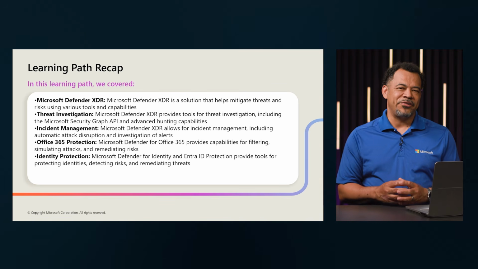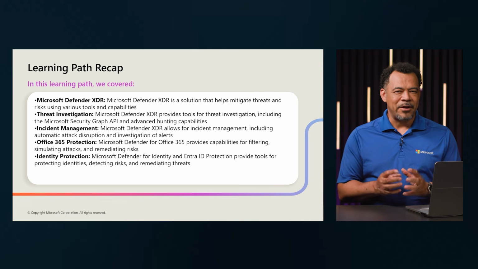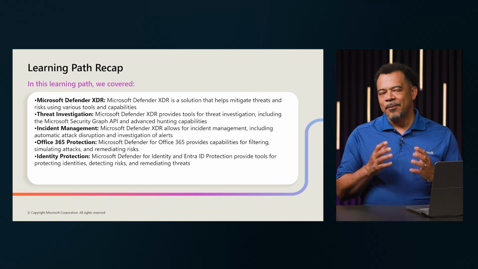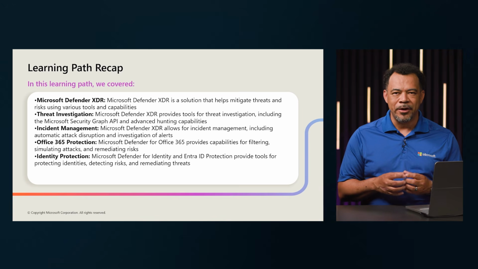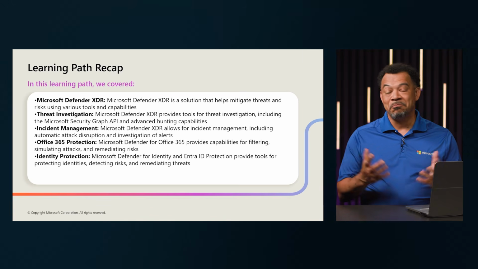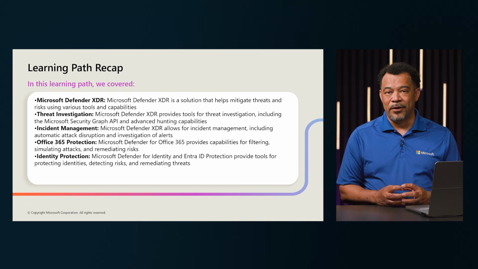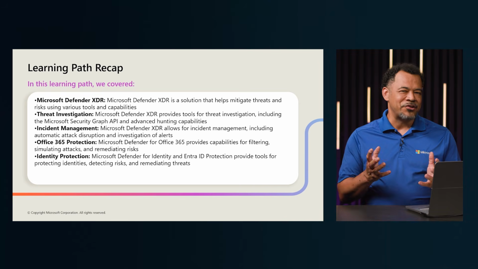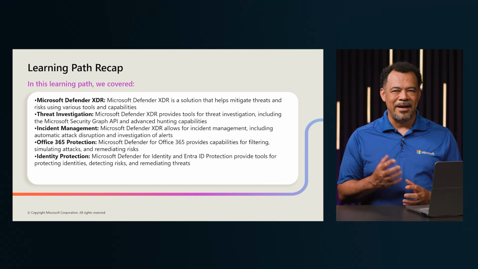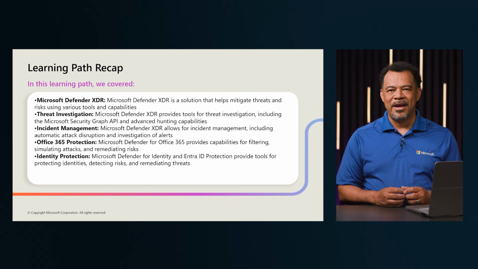We have Office 365 protection. Microsoft Defender for Office 365 provides capabilities for filtering, simulating attacks, and remediating attacks. Identity protection is the final thing. Microsoft Defender for Identity and Entra ID protection provide tools for protecting identities, detecting risks, and remediating threats. This concludes Learning Path 1.